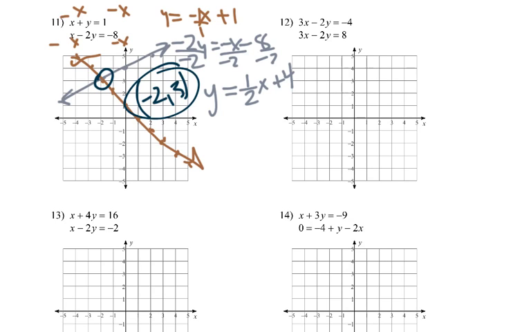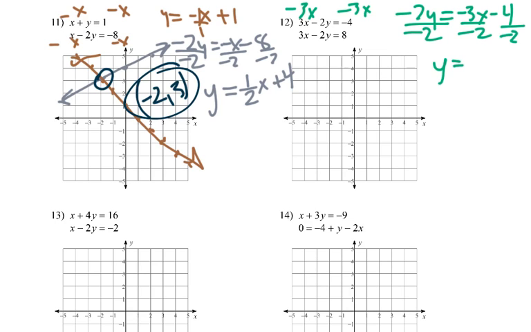Okay, on number 12, subtract a 3x from both sides. Negative 2y equals negative 3x minus 4. Divide by negative 2. Get y equals positive 3/2 x plus 2.